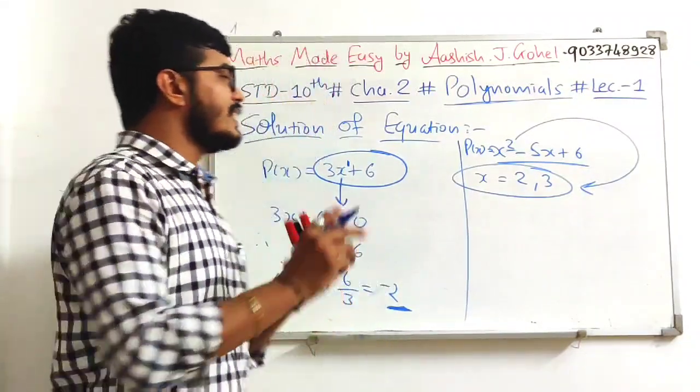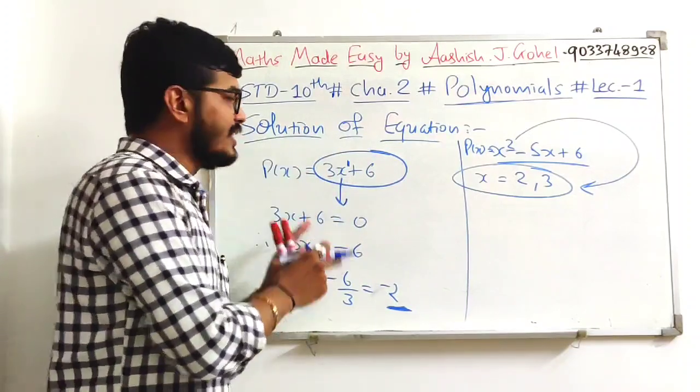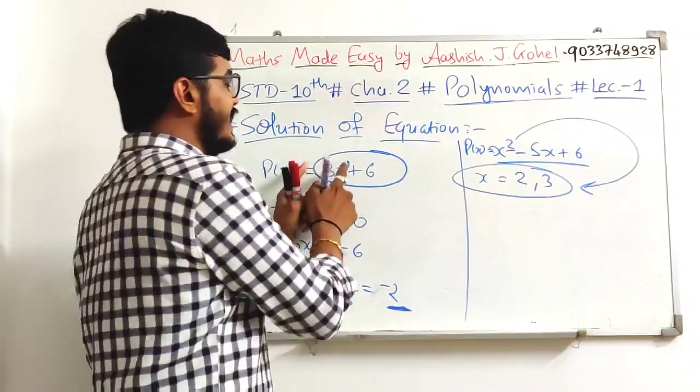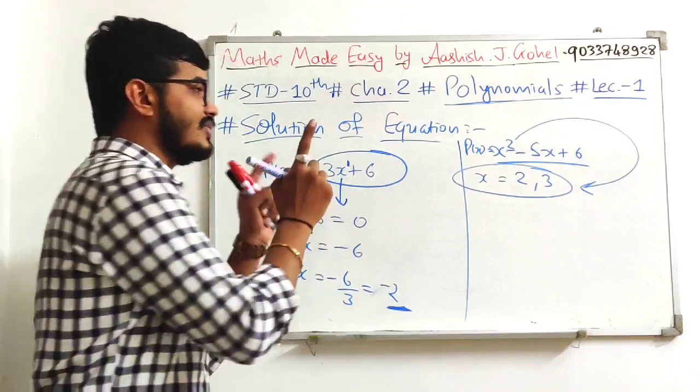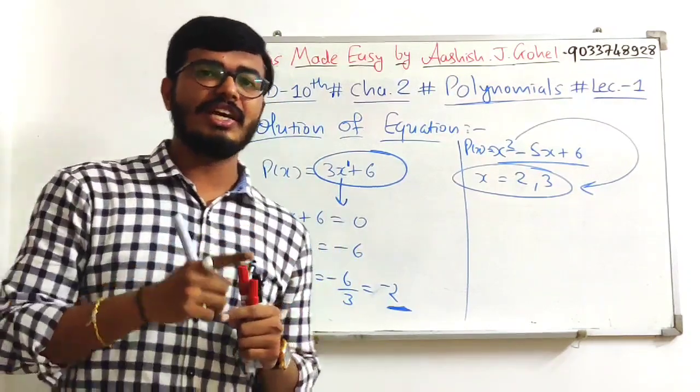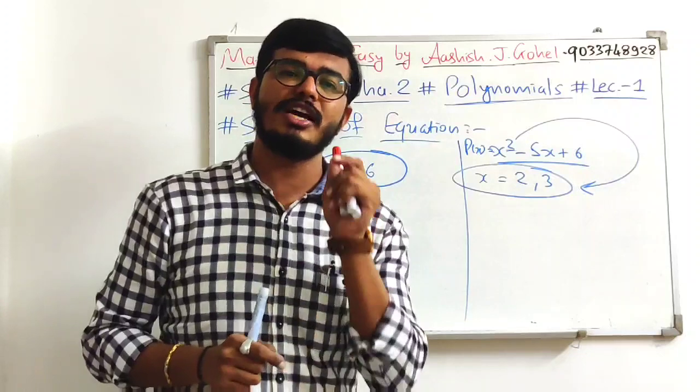Okay, so keep this in mind and note this down: whatever degree of the equation is there, that degree will decide how many maximum solutions are possible.